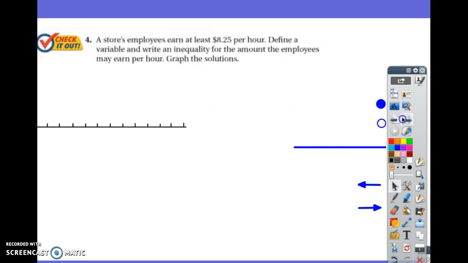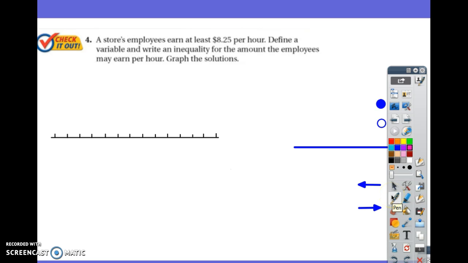Okay, so that's the first assignment for graphing inequalities. Let's look at this final example we have here. It says, store employees earn at least $8.25 an hour. Define a variable and write an inequality for the amount the employees may earn per hour. So here we have our number line. We can start it at, let's just say 6, 7, 8, 9, 10.